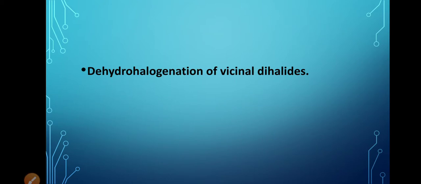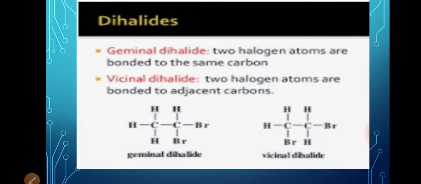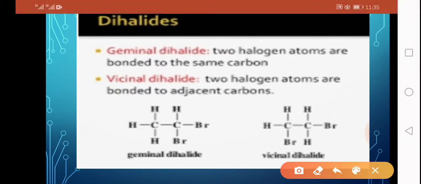Describing the first method of preparation, which is dehydrohalogenation of vicinal dihalide. First of all, students, we will differentiate between the two types of dihalides. The first one is known as geminal dihalide. Dihalide means di, two, and halide for halogens, having the anionic form. So in the geminal dihalide, two halogen atoms are bonded to the same carbon atom.